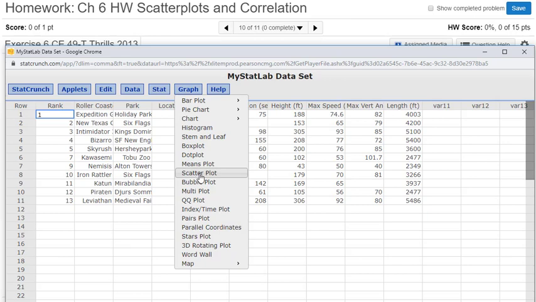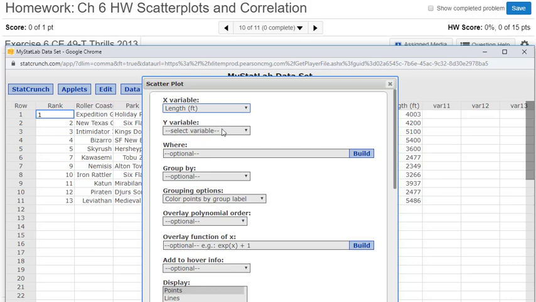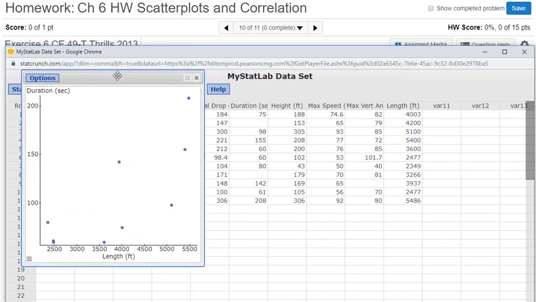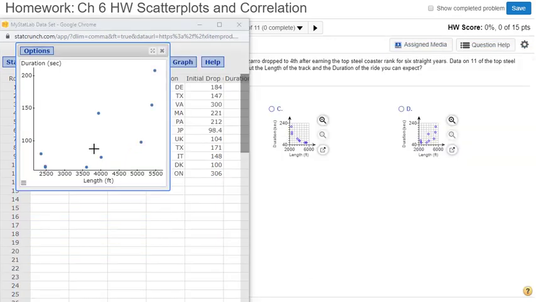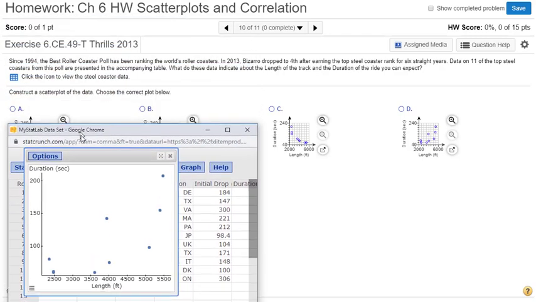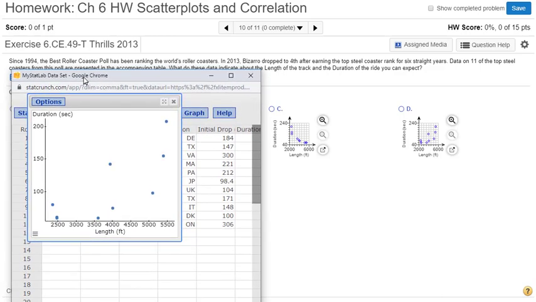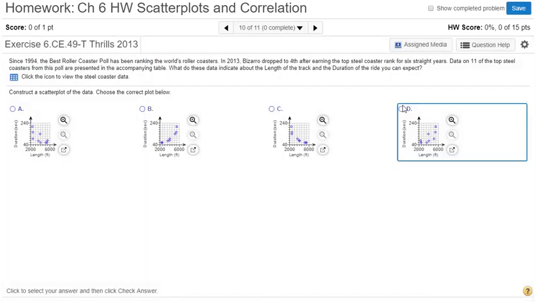So Graph, Scatter Plot. I said x was the length and the y is the duration. And there's my scatter plot. Sometimes it is hard to graph it and then pick the graph that looks closest, but if we're looking at these, there's only one that comes even close, and that is D. And you can make these bigger. You can pop it out to make it look a little better.